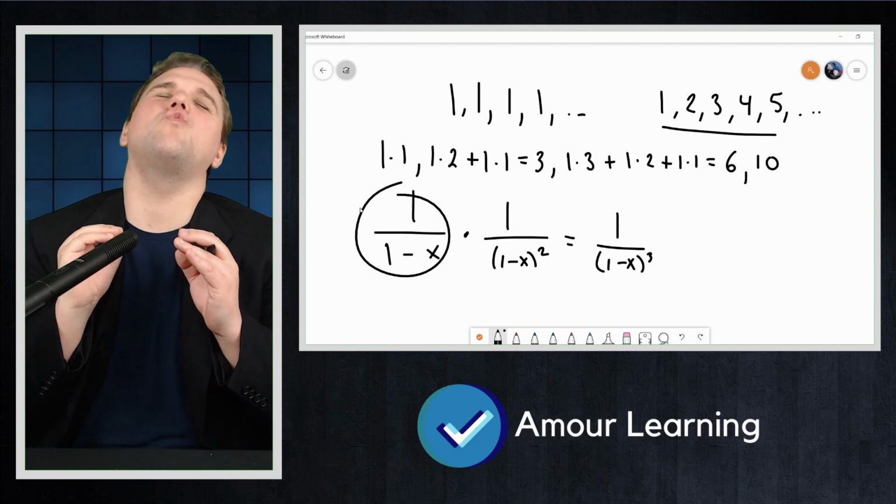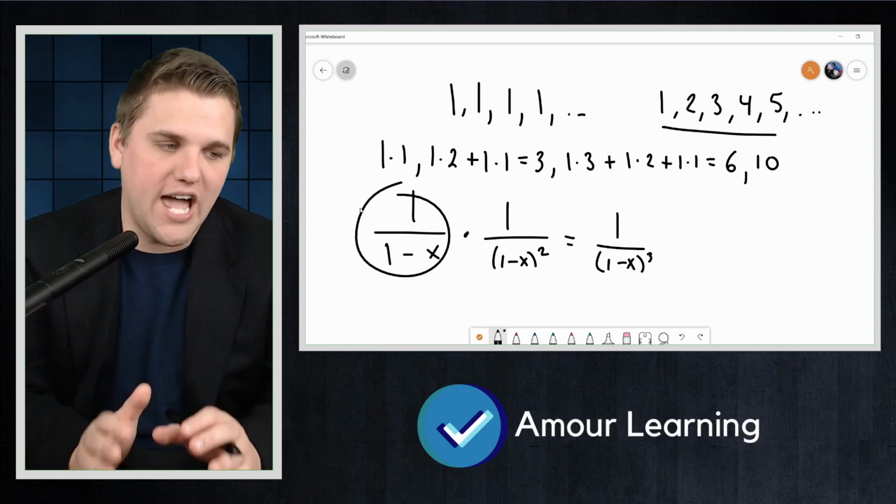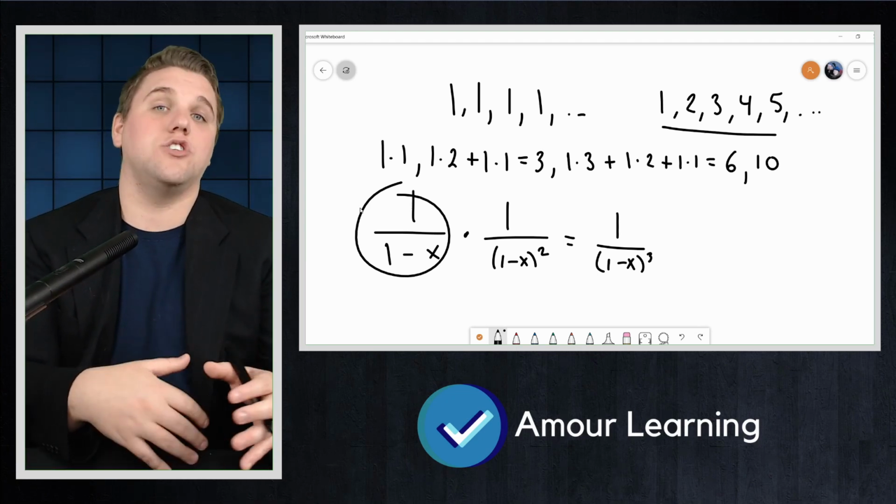And this is extremely useful when applying generating functions, which we'll show how to do in a future lecture.